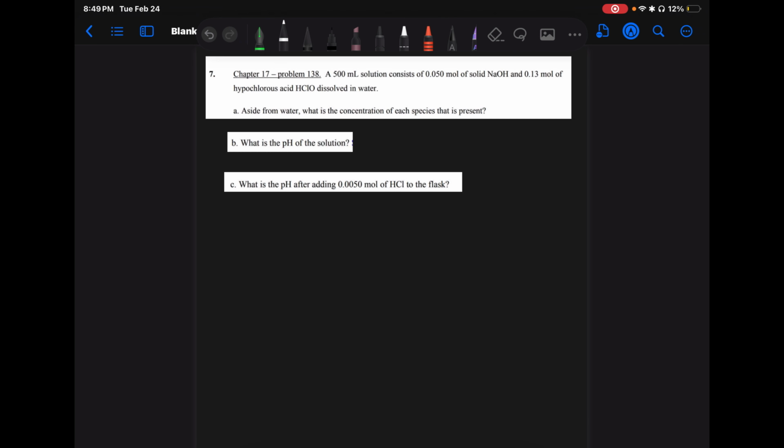This question has three parts. First, it's asking the concentration of each species that is present. Next, what is the pH of the solution, and what is the pH after adding 0.005 moles of HCl to the flask. So let's start with part A.